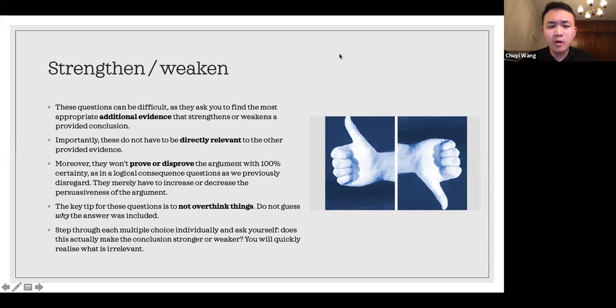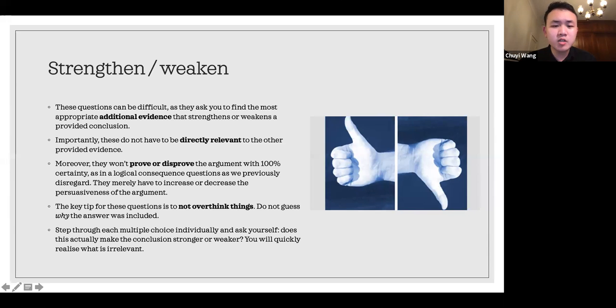Moreover, like I said before, you don't have to prove or disprove the argument with 100% certainty, like the types of questions we just did, the logical consequence questions. You don't have to prove or disprove them with 100% accuracy. All you have to do is to see whether they decrease or increase, depending on whether it's a strengthen or weaken question, the persuasiveness of the argument. Does it make it more believable? Does it make it more convincing?